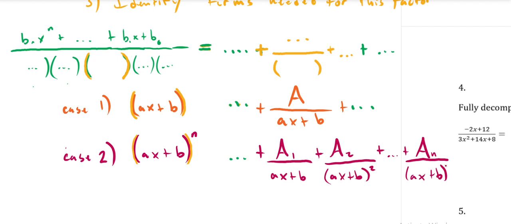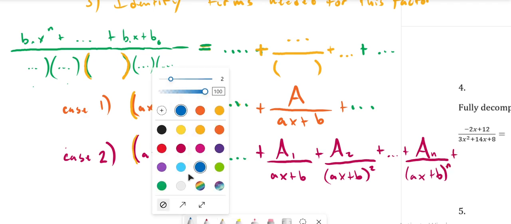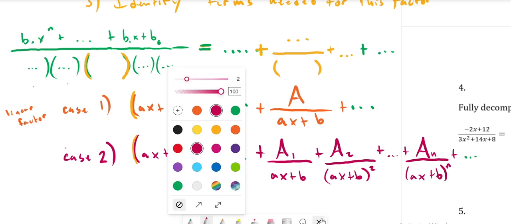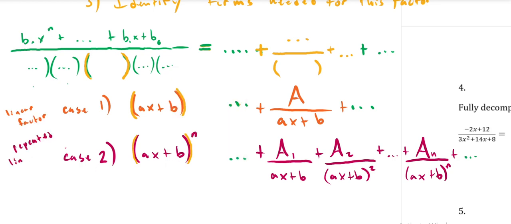ax plus b to the n would go on the bottom, and then we could proceed on to consider the other factors. But we would need n terms to go along with this, what we call a repeated root. So this I would call a linear factor. This one here is a repeated linear factor.